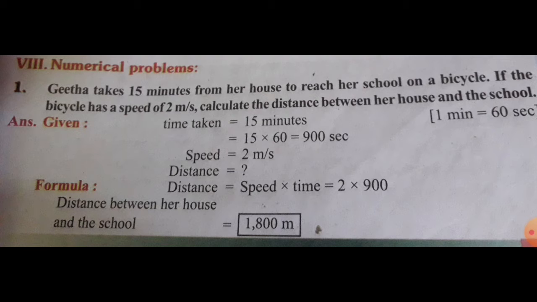And see the first question. Gita takes 15 minutes from her house to reach her school on a bicycle. So time is given, 15 minutes. If the bicycle has a speed of 2 meter per second, so speed is also given, 2 meter per second. Calculate the distance between her house and the school.